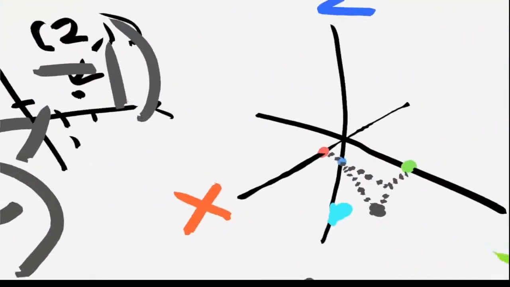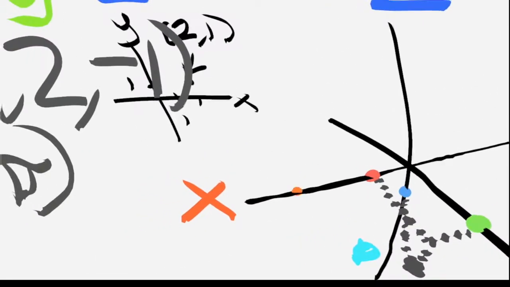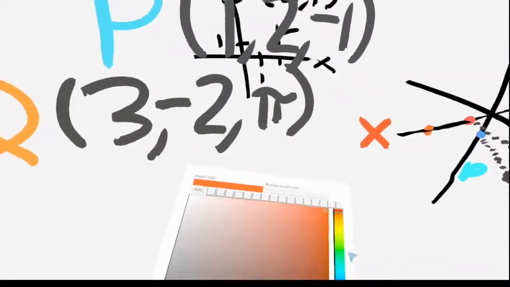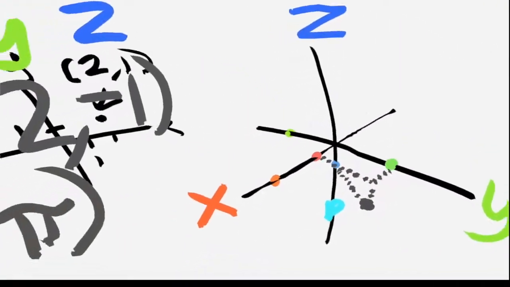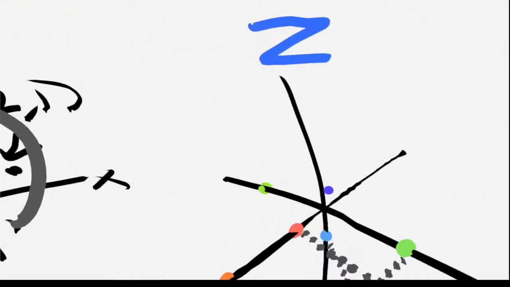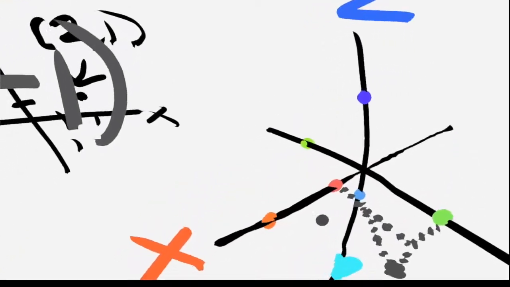So X is equal to 3. We changed it to red. So this is 1, 2, 3. Your Y is equal to -2. 1, 2. Okay, and your Z is pi. So 1, 2, 3.1415, somewhere up here. And let's draw the dots.